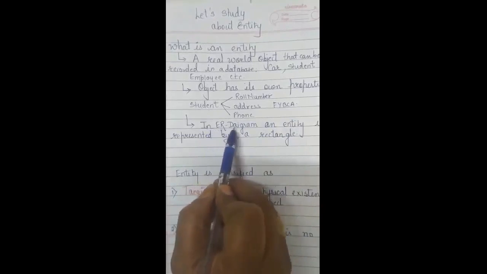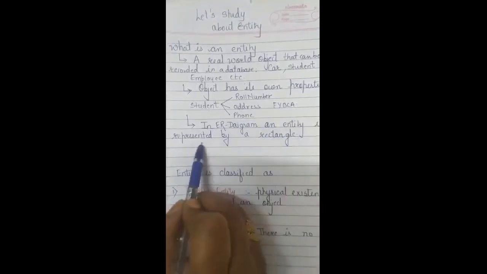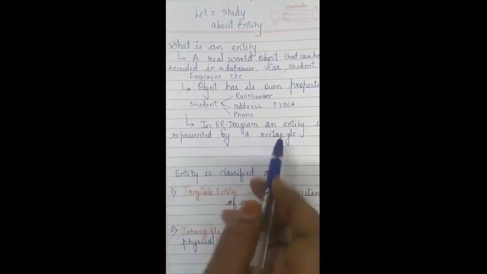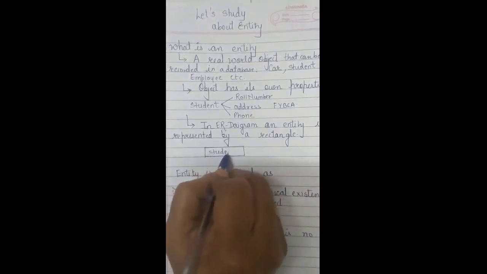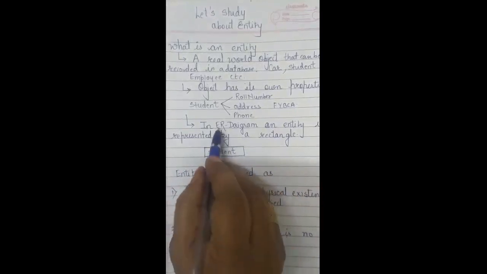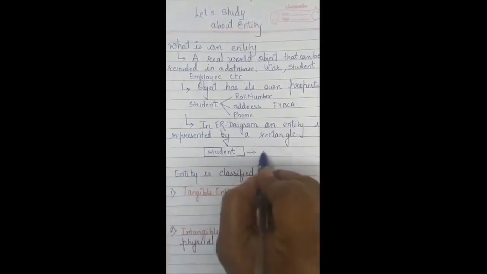In ER diagram, entity relationship diagram, an entity is represented by a rectangle. So basically how is an entity represented? An entity is represented by a rectangle. I just have to write student inside this rectangle. You can see I have written student inside the rectangle, and this is the entity.